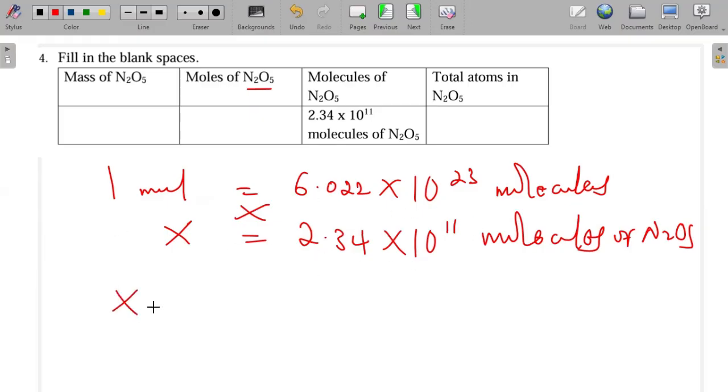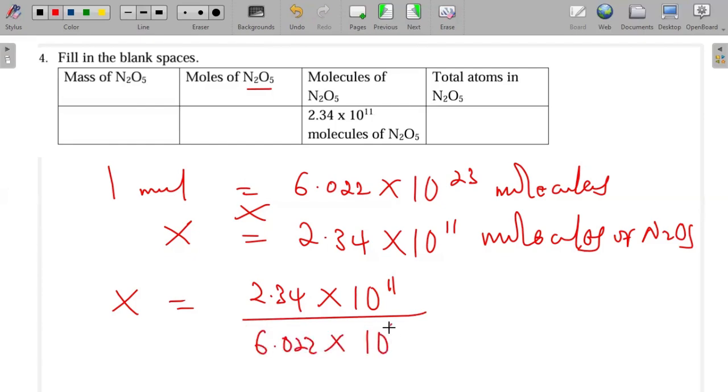So that is the same as X is equal to 2.34 times 10 to the power 11 divided by 6.022 times 10 to the power 23. Okay, so this is what we have here. And then you can just simply punch this onto the calculator. But if you want, this other part here is very simple to deal with. So you only punch this part here onto your calculator. Okay, so let's do that.